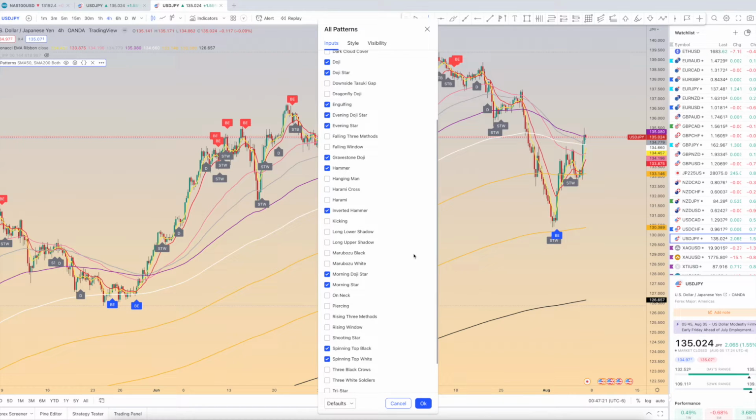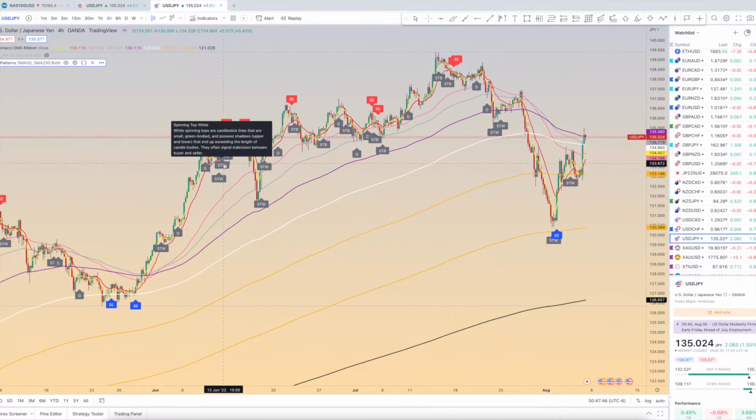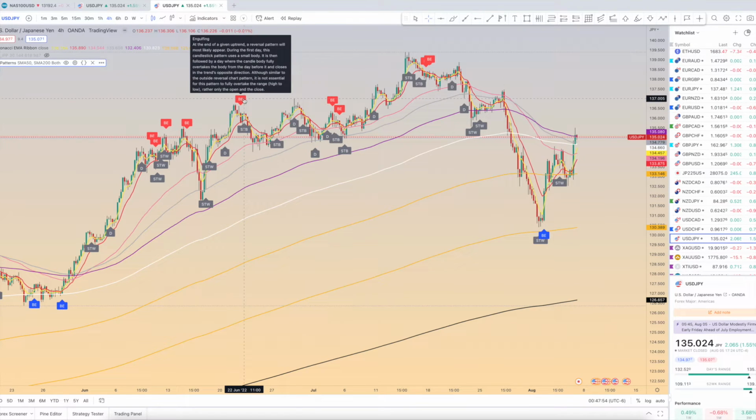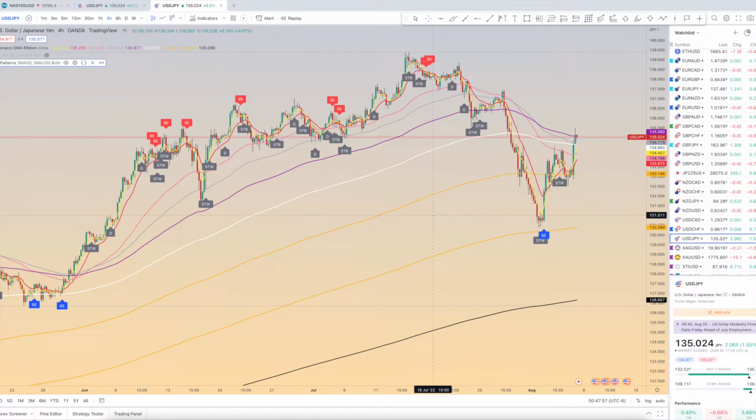I like dojis, I like spinning tops, I like engulfing candles, and the morning and evening stars. They are, in my opinion, the strongest indicators that have the highest percentage of success when it comes to the particular pattern that follows after those candles. So I'll just leave those on. And then you see neutral, right? Neutral is the gray that's outlined. So spinning top, bearish engulfing is the red, bullish engulfing is the green.